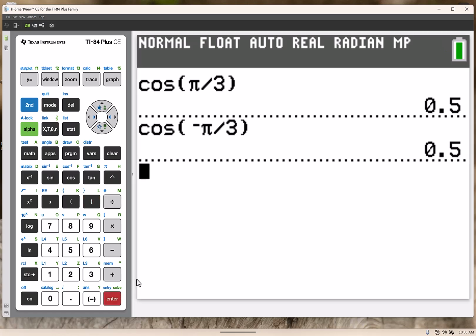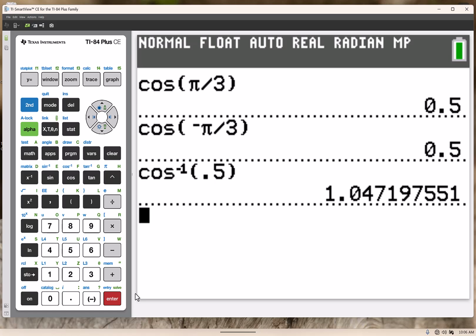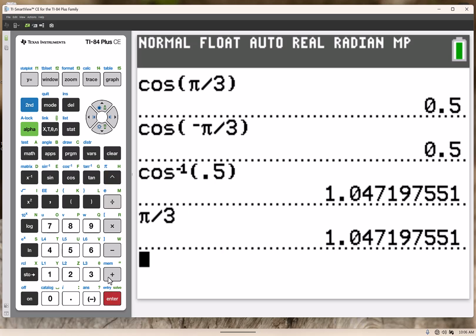Are we okay? I want you guys to observe, if I do arc cosine of 0.5, that's that inverse that I told you about, the calculator is dumb. It's not going to tell me plus or minus pi over 3. By the way, this 1.04 is that pi over 3. But we know that negative pi over 3 is also an answer. Does that kind of make sense to you guys?